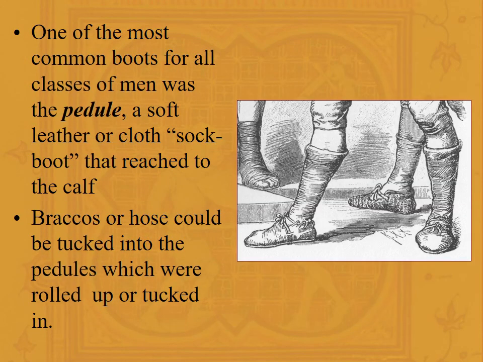So that's that. This is a pedule. This is a soft boot, or a sock boot, as it was called. You would tuck your braies or hose into it, and then you could roll it under, as you can see here, to keep it from falling over.